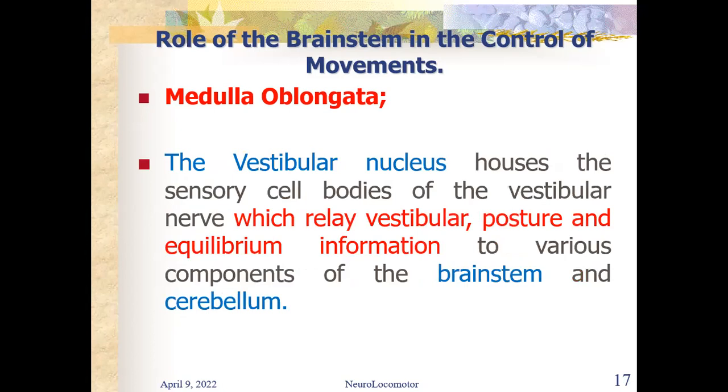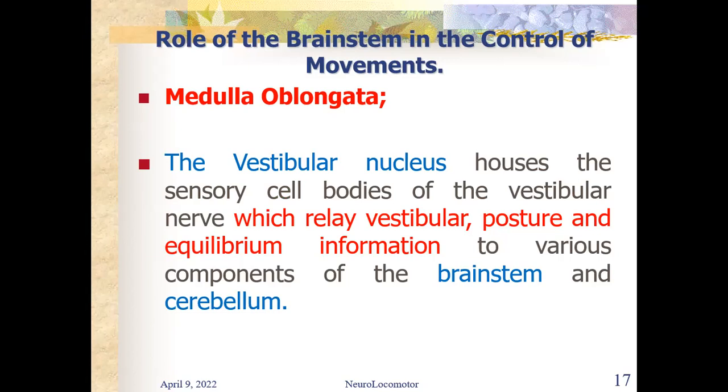So we move to the vestibular nucleus located in the medulla. The vestibular nucleus houses the sensory cell bodies of the vestibular nerve, which relays vestibular posture and equilibrium function. Remember where the vestibular impulses are coming from. They are coming from the vestibular apparatus in the inner ear. Remember the semicircular canals, the otoliths, and so on. So the vestibular nucleus is located in the medulla. It houses the sensory nerve bodies relaying information from the vestibular apparatus.